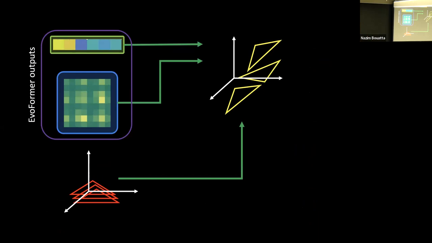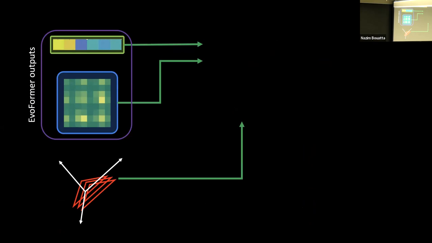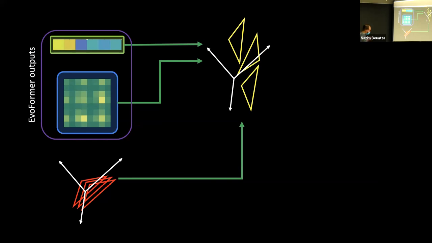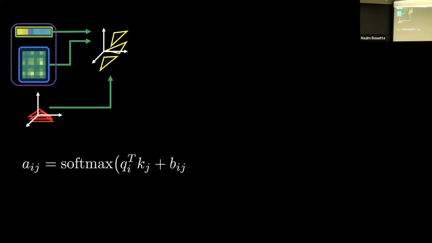We want to have an output, but now we need to have an output such that if I rotate and translate the initial condition for the triangles, the outputs need to be rotated and translated accordingly, such that we account for equivariance. So that's a constraint that we need to account for when building the structured model.